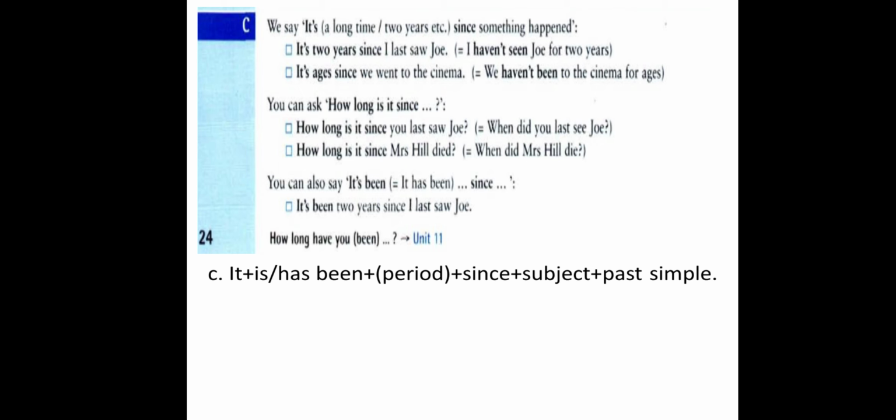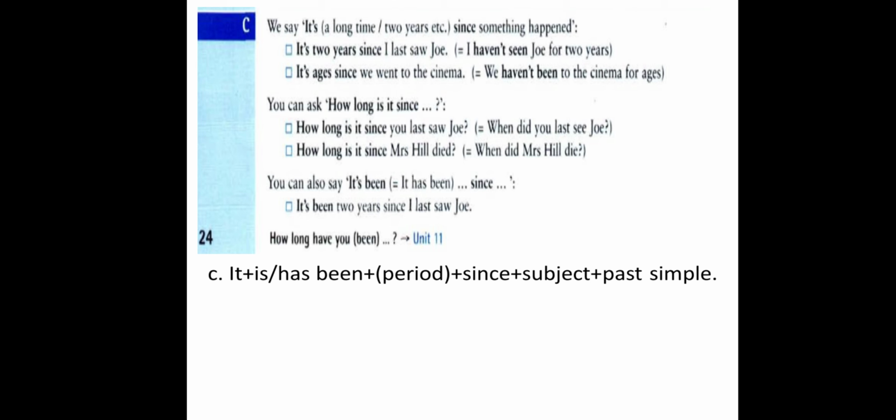So we say here, for example, it is 2 years since I last saw Joe. Here, what comes after since? The verb in the past. And this means I haven't seen Joe for 2 years. Very simply, you can use this structure: it plus is or has been plus period of time plus since plus subject plus past simple, or you can simply use the present perfect directly, like I haven't seen Joe for 2 years.